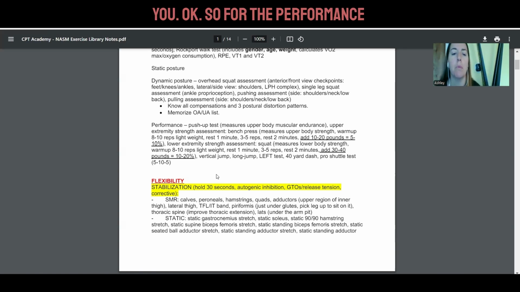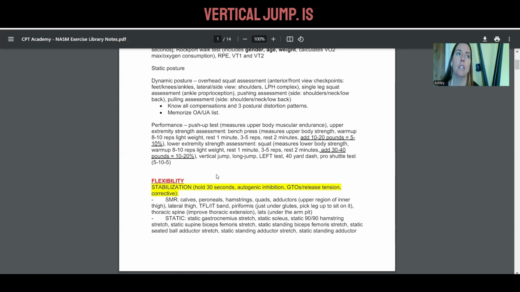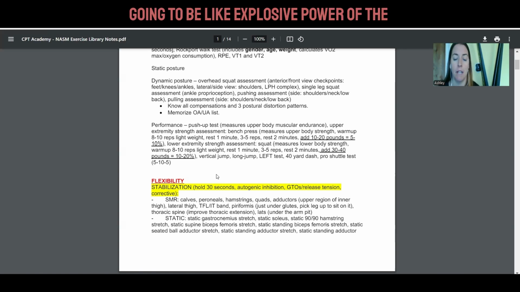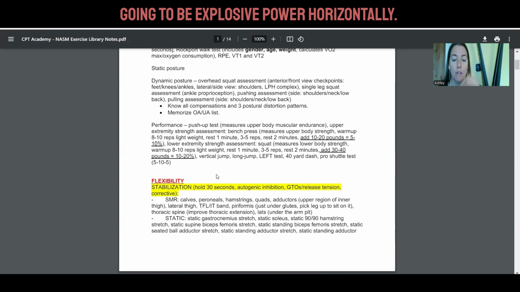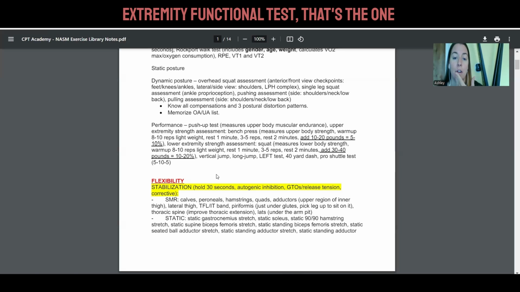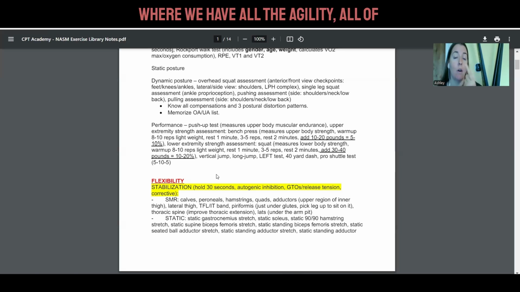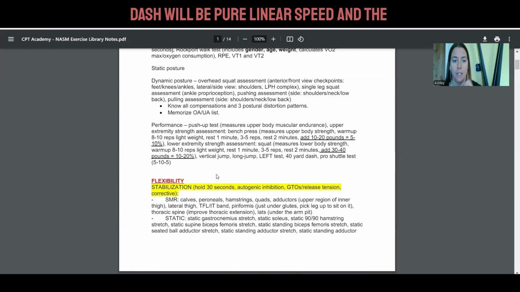Okay, so for the performance assessments, then at the end we have vertical jump, which is going to be explosive power of the legs, right, vertically. Long jump is going to be explosive power horizontally. The LEFT test, lower extremity functional test, that's the one where we have all the agility, all of the change of directions. The 40-yard dash will be pure linear speed.